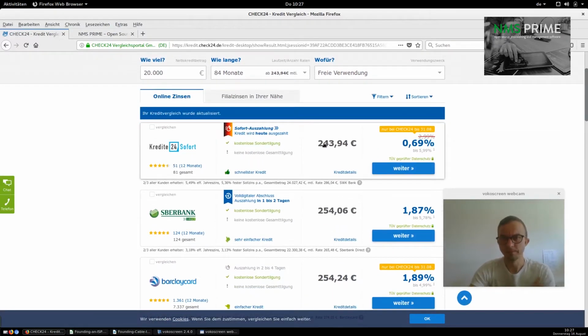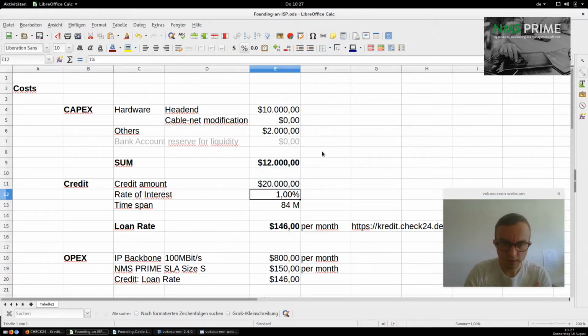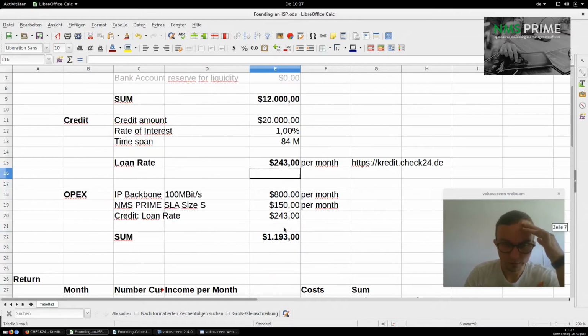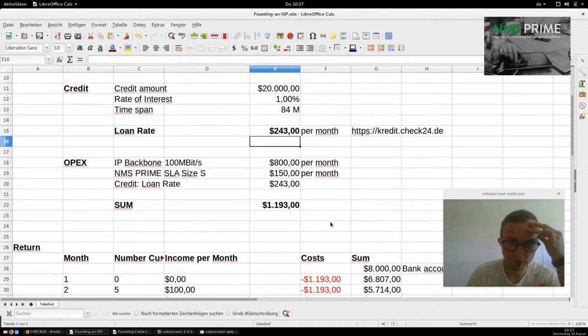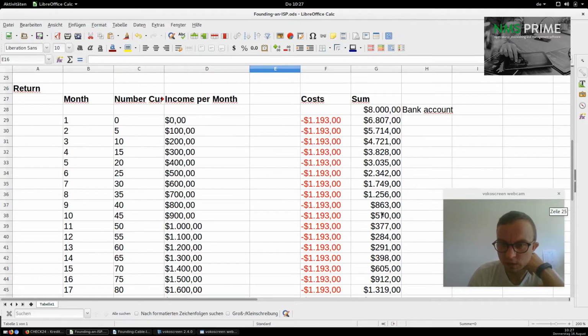So okay, still the same rate of loan, and now we have a monthly payback rate of $240. So let's say 240, and now our monthly OPEX costs are a little bit higher. And what we see here, we started with a bank account of 8,000, then it gets lower, and we're still not in minus.